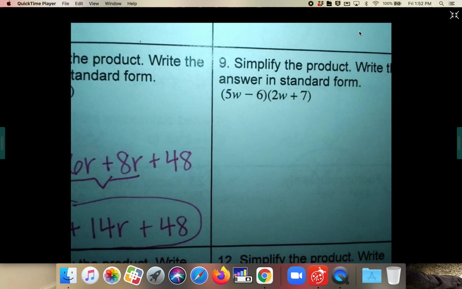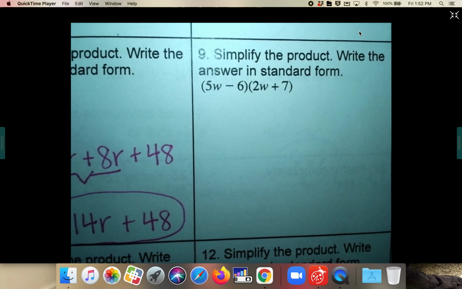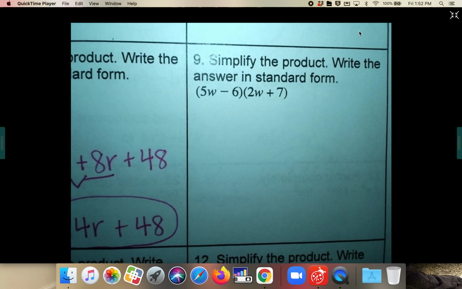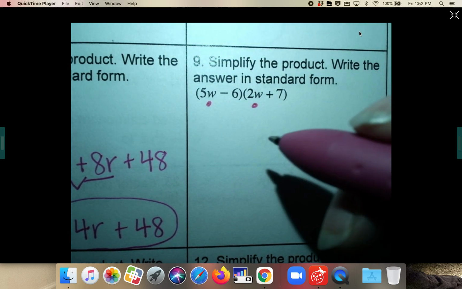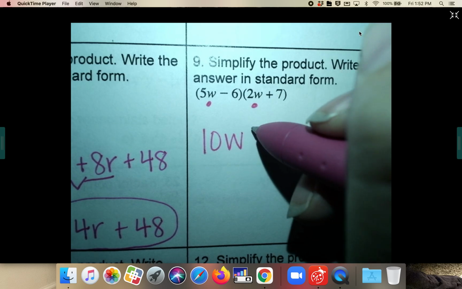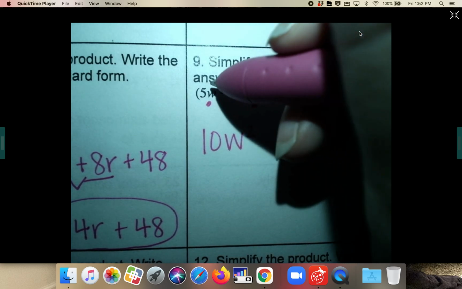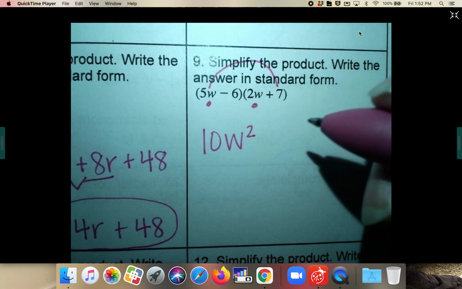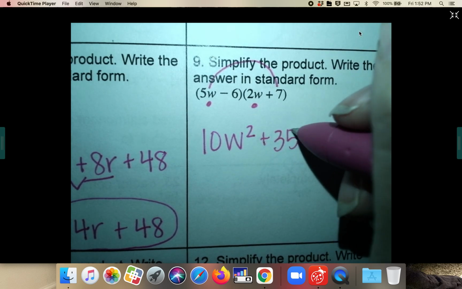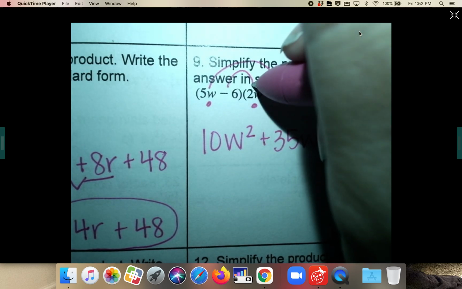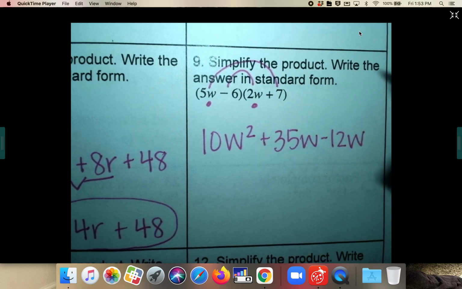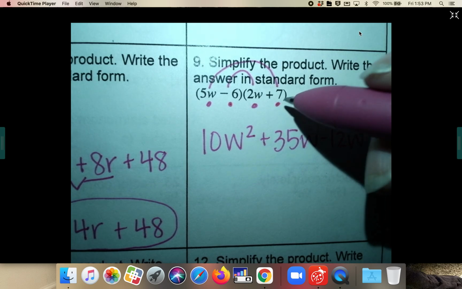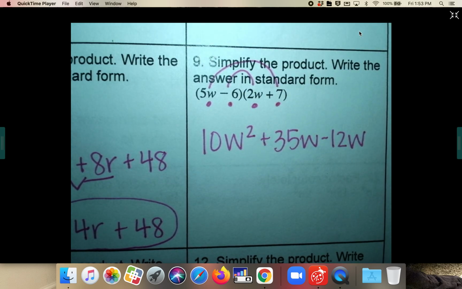All right. So I am going to FOIL this one as well. 5w times 2w is 10w squared. My outsides are 5w times 7, which is 35w. My insides are negative 6 times 2w, which is negative 12w. And then my lasts are negative 6 times positive 7, which is negative 42.